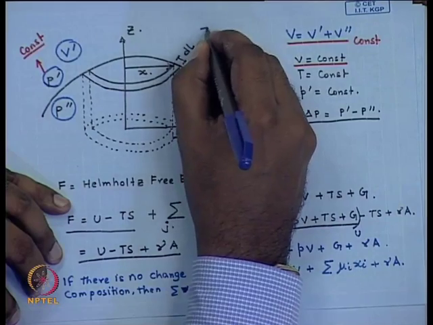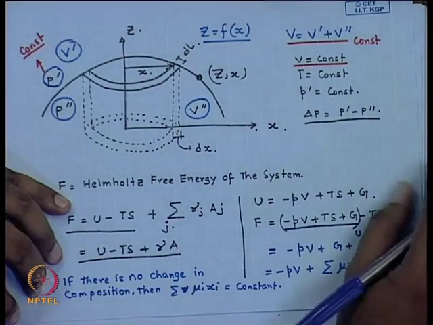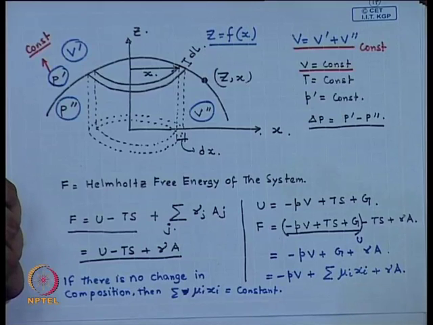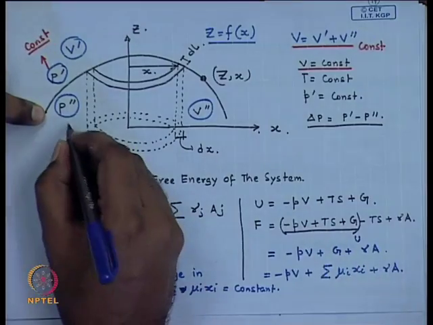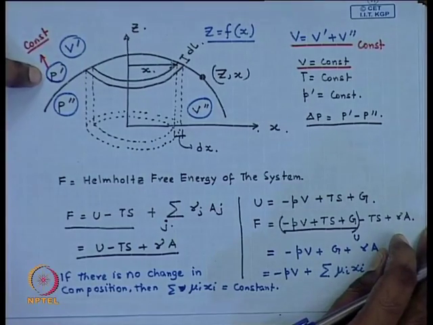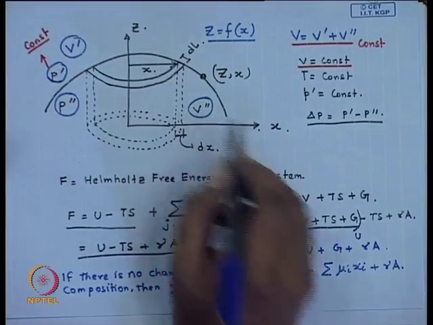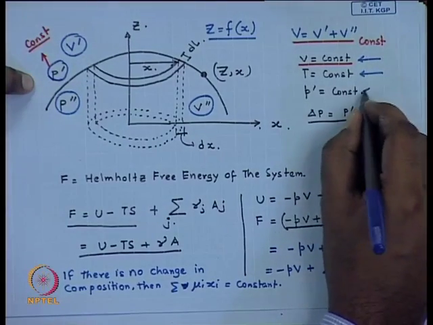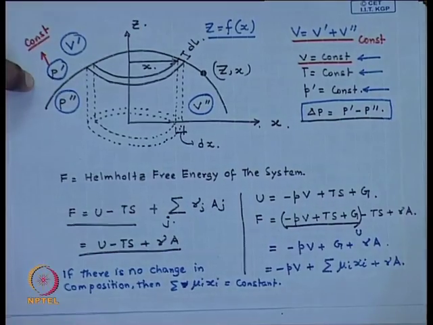An axisymmetric surface essentially allows you to write the equation of the surface in terms of one spatial coordinate, that is x. If we quickly recall, we looked at the Helmholtz free energy of this particular surface, which, let us say, is a liquid internally at a pressure of P double dash. This is the external pressure, which in many cases can be the atmospheric pressure, P dash. The volume of the first phase is V dash, and the volume of the second phase is V double dash. The total volume of the system is constant, it is an isothermal process. P dash is taken to be constant, and delta P is defined as P dash minus P double dash.